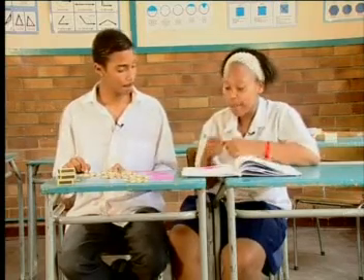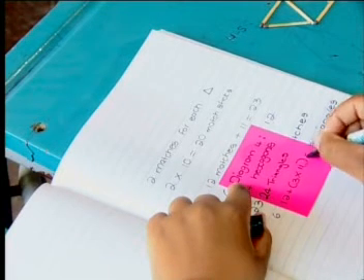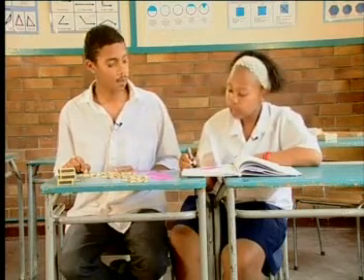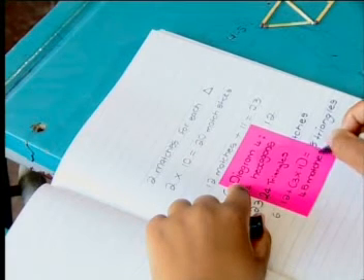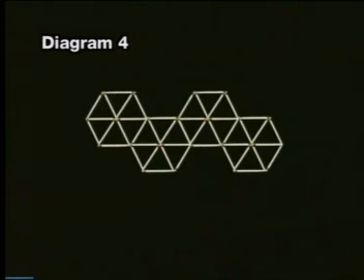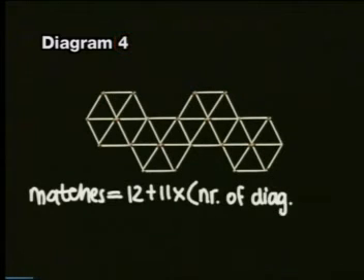Can you use what you have just described to write this down in numbers? I would say that the fourth diagram will have 12 plus 3 times 11, which will give us 45. Well done, you guys. For those of you watching, if you check this with your matches, you will see that Gerard and Sigra are correct. They have found a rule that works for any number of hexagons built in this way using matches. Their rule is the total number of matches equals 12 plus 11 times number of diagrams minus 1.